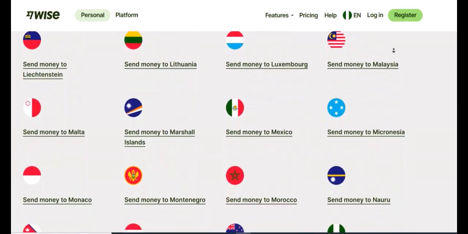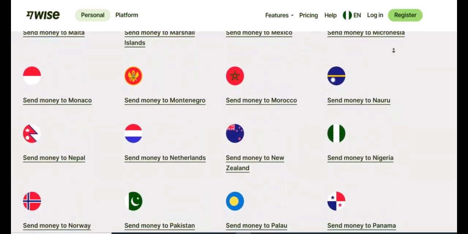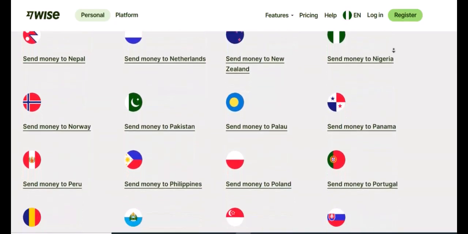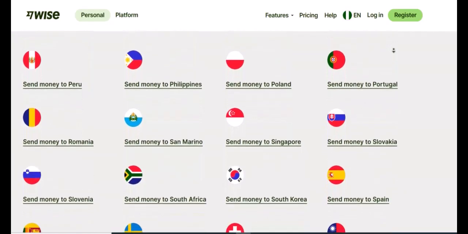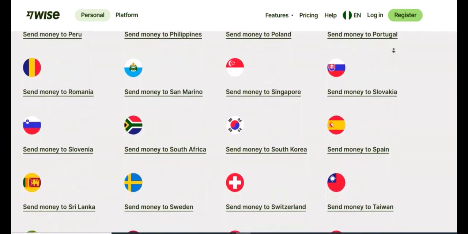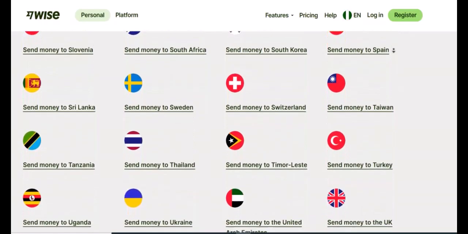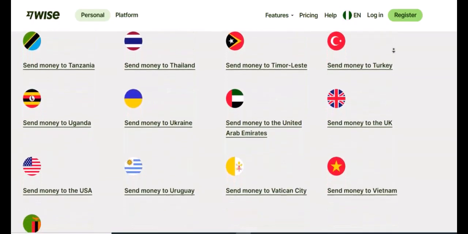Bank holidays and processing times. Transfers can be affected by bank holidays in either the sending or receiving country. While Wise is fast, the speed of your receiving bank can also play a role. Receiving bank fees. While Wise is transparent about its fees, your receiving bank might have its own incoming transfer fees, especially for international transfers. It's always a good idea to check with your bank.